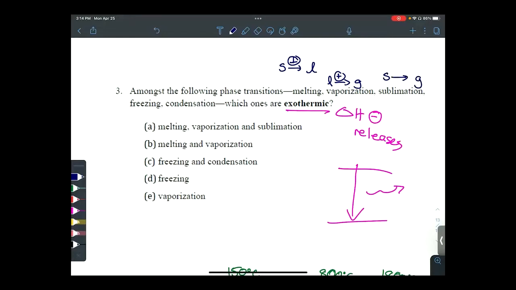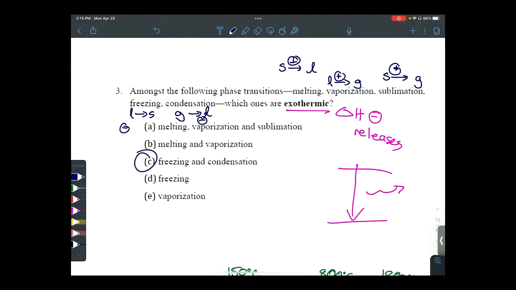Yeah. So that is positive again. Think solid, you know, the particles aren't moving that much. Gases, they're off the walls. All right, freezing is liquid to solid. So that one would be negative because you're going from higher energy liquid to lower energy solid. Condensation, gas to liquid. So that's negative, and yeah, so it's just those two.